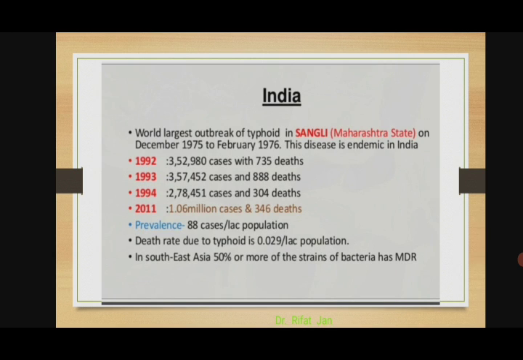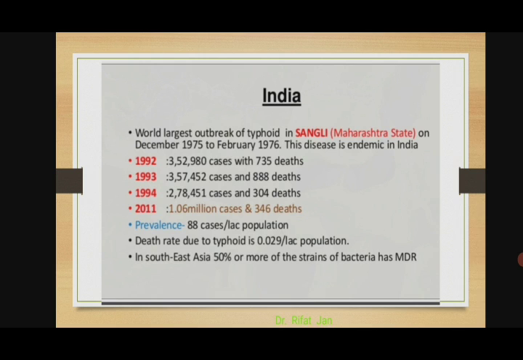Coming to India, the world's largest outbreak of typhoid occurred in Sangli, in Maharashtra state, in December 1975. It lasted for around 2 months. This disease is endemic in India, and as of 2011, there were 1.06 million cases and 346 deaths. The prevalence of typhoid fever is 88 cases per lakh population as of 2011. Unfortunately, not much data is collected on typhoid fever, and as such, the appropriate prevalence is not known.